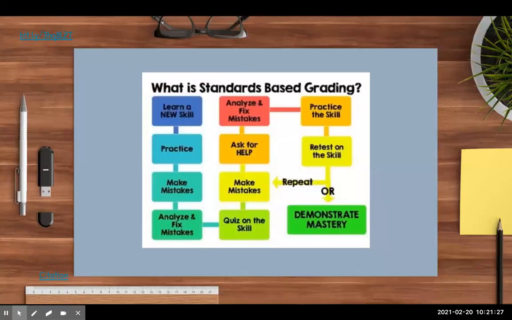Okay. So when you have standards-based grading, you're kind of looking here. You learn a skill, you practice, you make mistakes. We all do. Even if I take a college course today, I can guarantee you I'm going to make mistakes, right? You analyze your mistakes. That's a gift you have to teach children how to do, because they make mistakes and their brain goes, I suck, and they stop right there. You got to teach them, where did you make your mistake? How can you fix it? All right, let's quiz you on that skill now. Oh, you made some more mistakes. Okay, let's ask for help. And you can kind of see how this goes through. And by the time they're done, you have a mastery level.